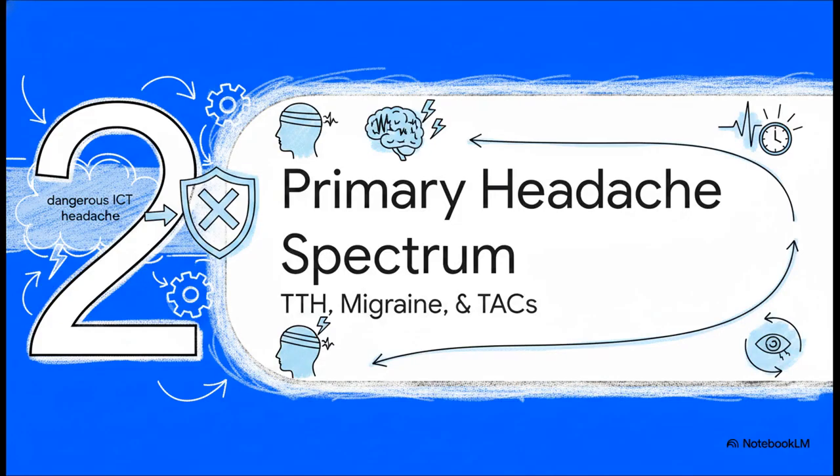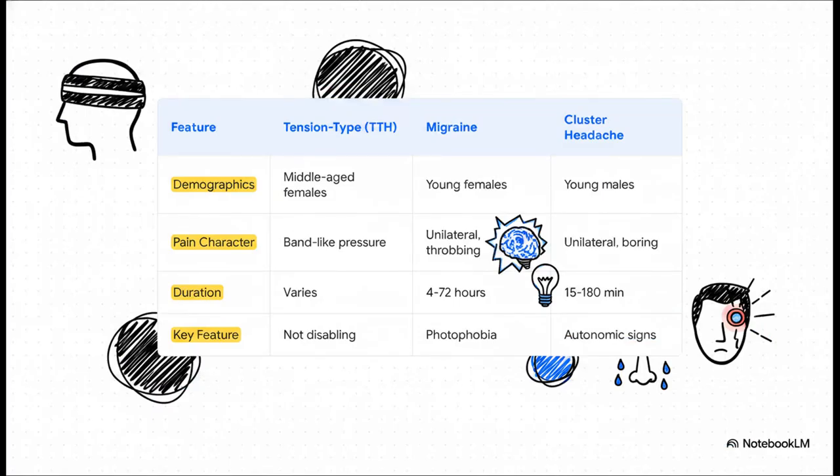Okay, so once we've done our due diligence and we're confident that this is not a dangerous, high-pressure headache, then we can start to think about the other stuff. The whole spectrum of benign, recurrent primary headaches. This table is a great high-yield way to compare the big three. First up, you've got tension-type headache. This is the most common one, that classic band-like pressure that's annoying but doesn't usually stop you from going about your day. Then there's migraine, the second most common, and the key word there is disabling.